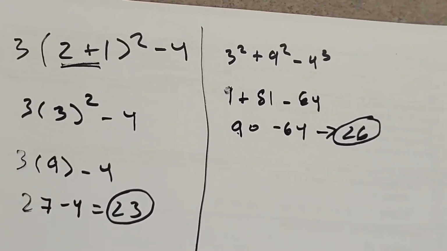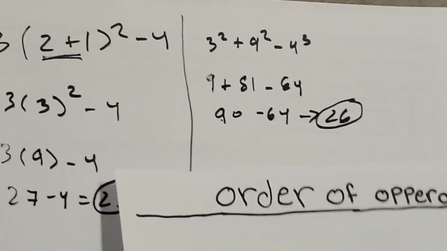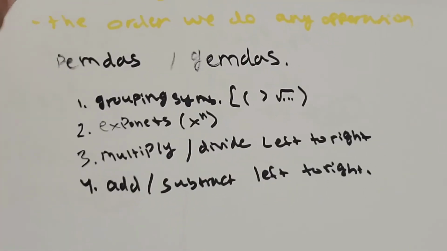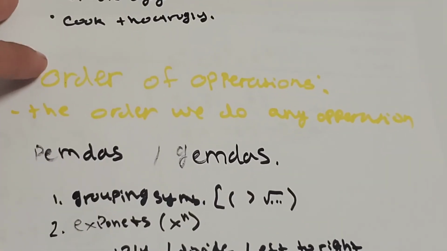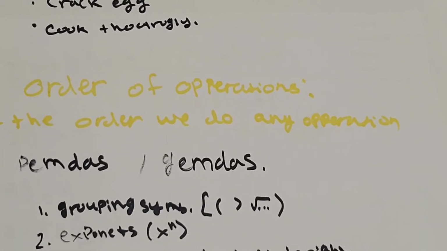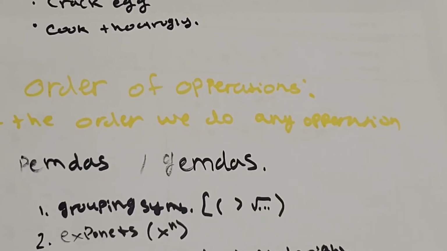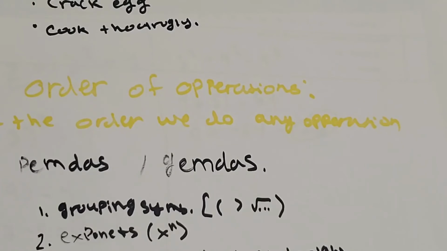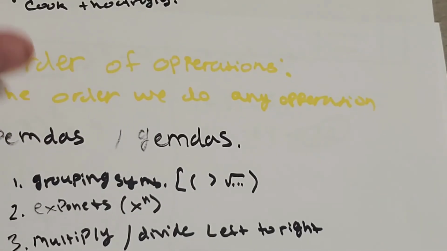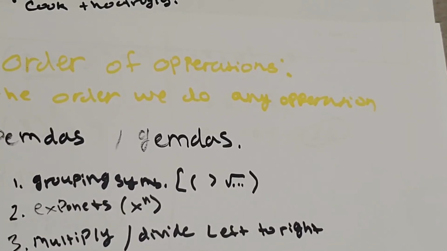Just a quick recap of what we covered. The order of operations is the way we do any sort of operations, the order in which we simplify expressions and equations. Anytime we're solving equations and simplifying to make it easier, whether it's combining like terms, we always follow the order of operations. The order is grouping symbols, exponents, multiply and divide from left to right, and then add and subtract left to right.